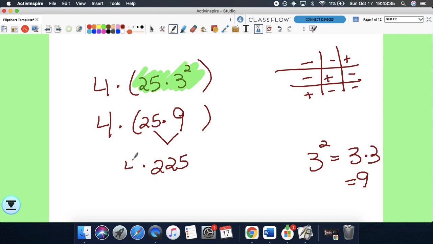Then we can multiply by the 4, right? 225 times 4 is going to be 900. That's my final answer.